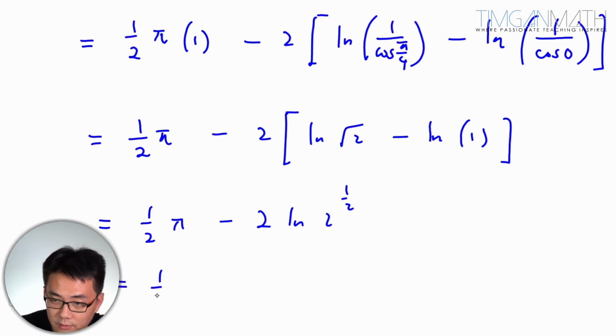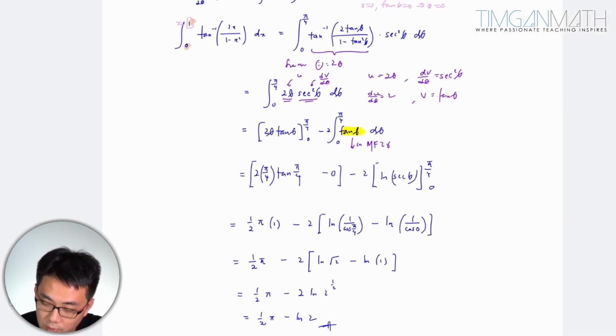This will just be half pi. This half bringing it down will be ln 2. Okay, so that's how we do this question proficiently.